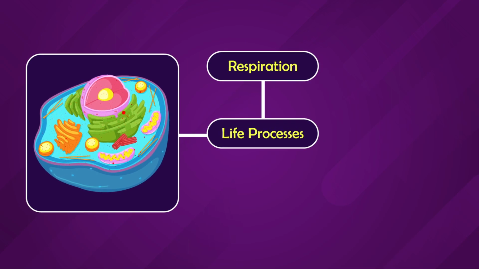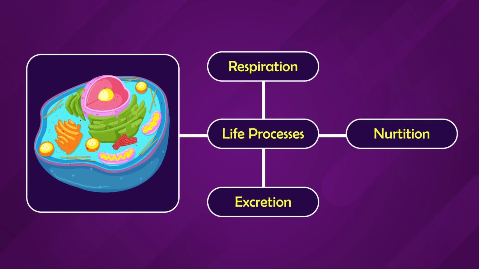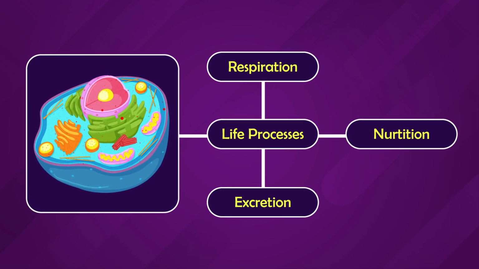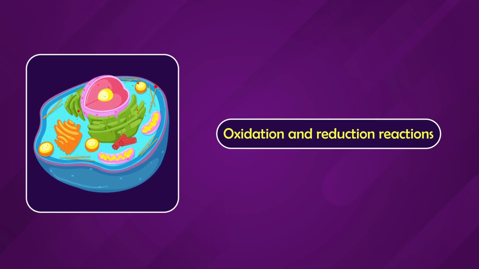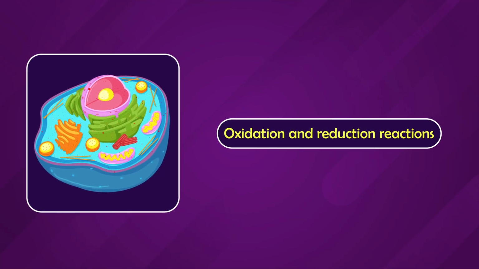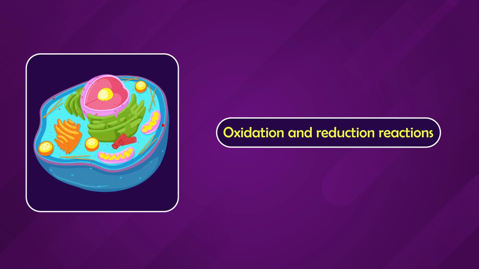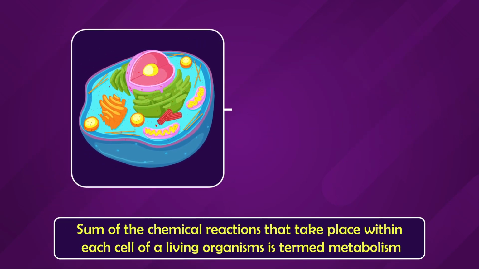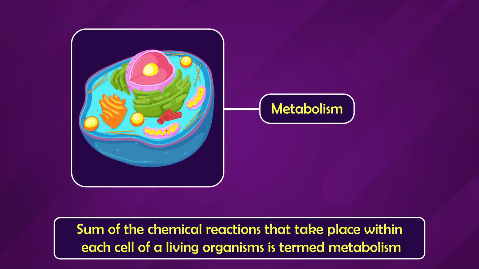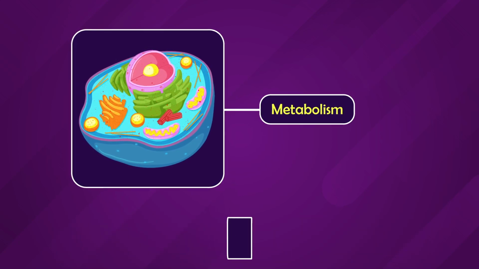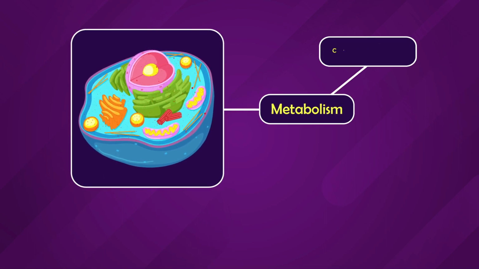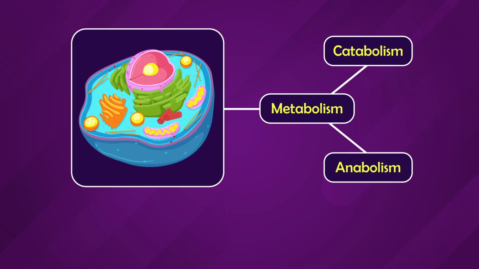Whether big or small, a series of chemical reactions take place in every cell of organisms for life processes. Oxidation and reduction reactions are some of the most common chemical means to break down molecules. The total of these reactions is termed metabolism. Metabolism consists of two processes, that are catabolism and anabolism.